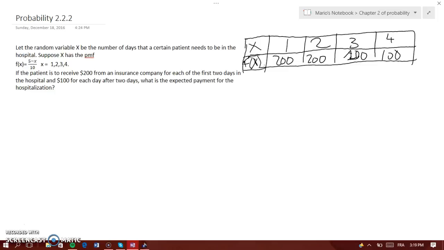First things first, I drew a table here of x and f of x. Basically, the first day you get $200, the second day $200, the third day $200, and the fourth day $100. So 3 and 4 each have $100 because in the PMF here it says that x goes from 1 through 4.